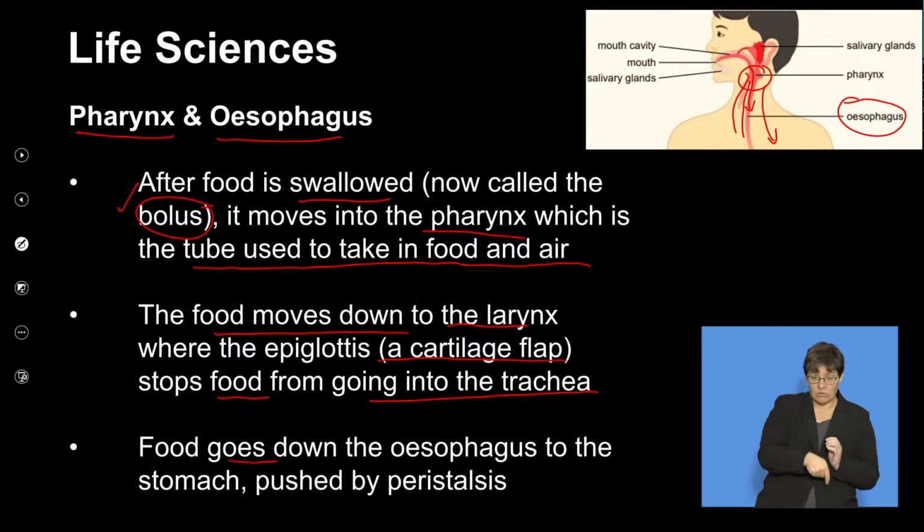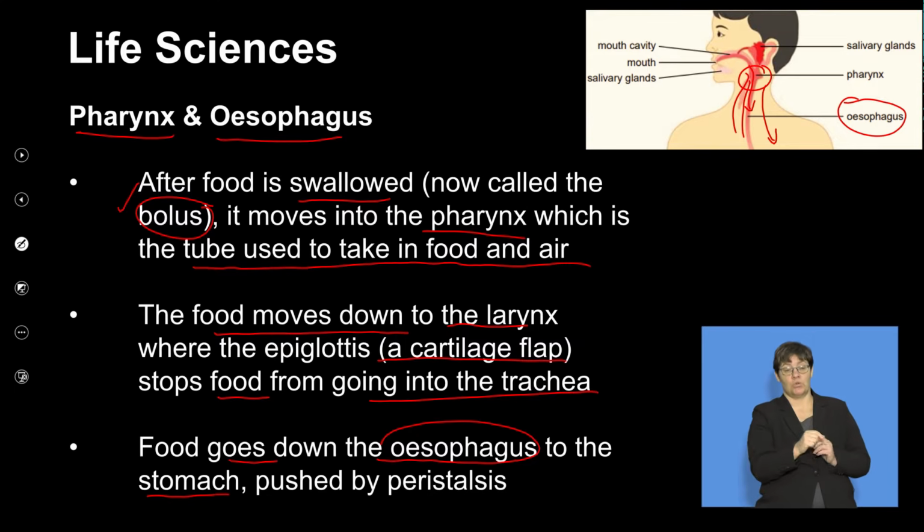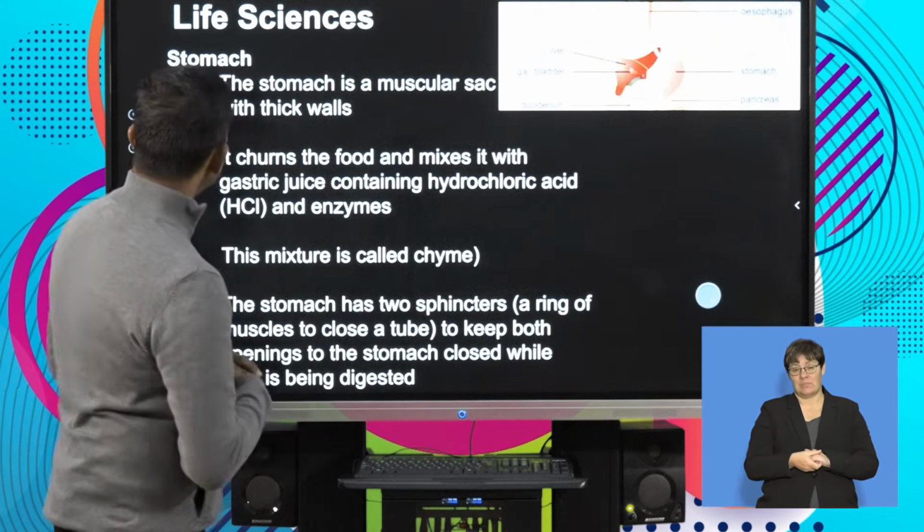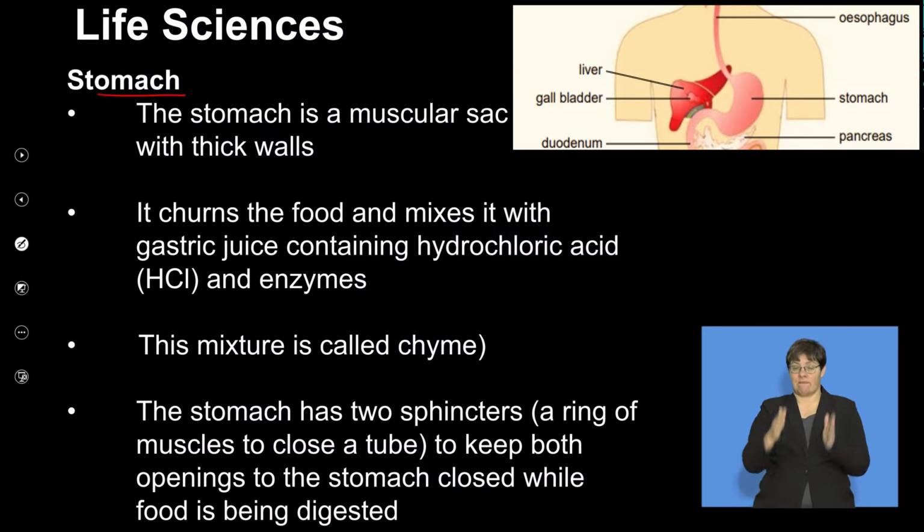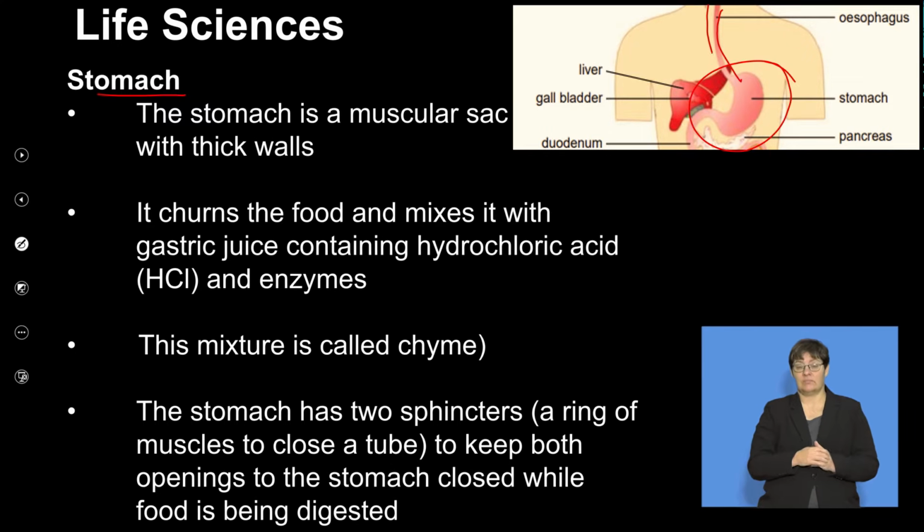Food then moves down the esophagus to the stomach, and it is pushed along the way by a process called peristalsis. And peristalsis is an important process which we will discuss in detail in a little while. Okay, then we move on to the stomach. If you go back to where the food has come through, it moves from the esophagus into the stomach, and there's a little valve here that allows food to move in, as well as a valve at the bottom end which allows food to leave the stomach.